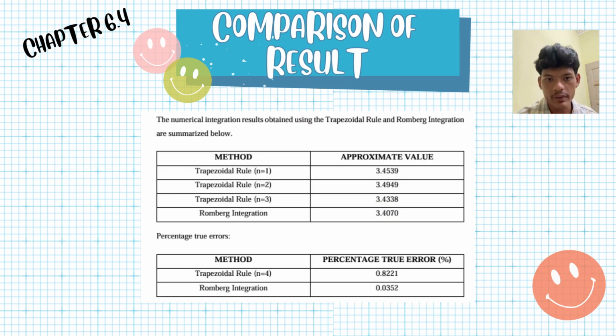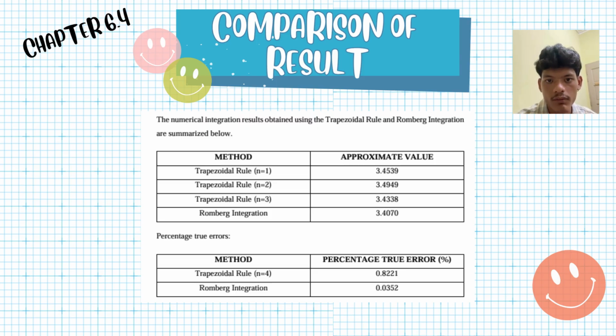In this slide, it presents the numerical integration results using the trapezoidal rule and Romberg integration. The trapezoidal rule gives approximate values of 3.4539 for n equals 1, 3.4949 for n equals 2, and 3.4338 for n equals 4, showing improved accuracy as the number of subintervals increases. Romberg integration then produced a more accurate result of 3.4070.